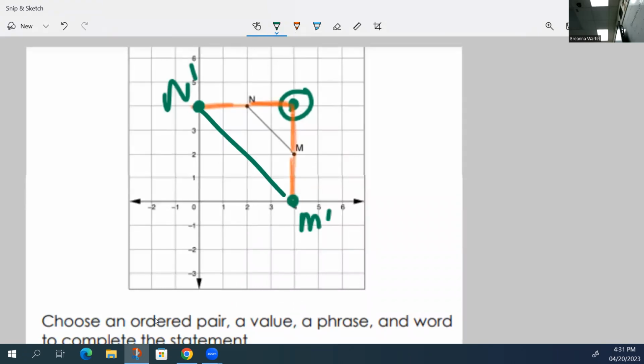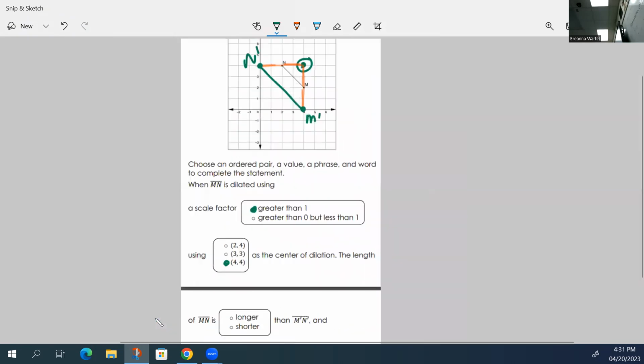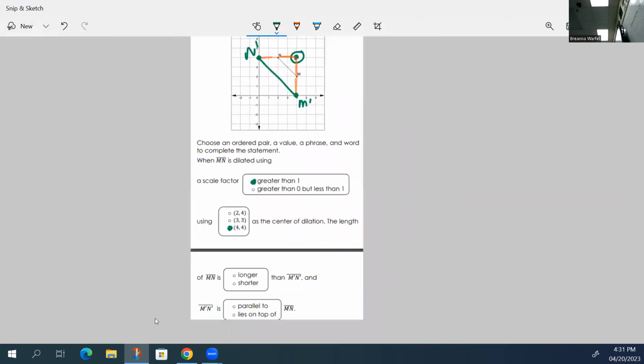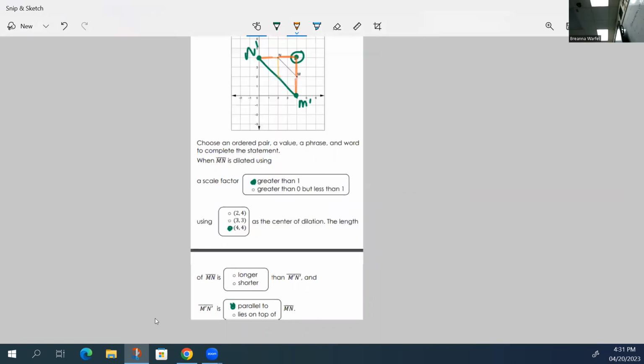Then if you connect them, as you can see, since it was not on the line, it is going to be parallel to, because they have the same slope. If you look at your slope here, down 2 over 2, and this is down 4 over 4. 2 over 2 is 1, and 4 over 4 is also equal to 1. However, because we have greater than 1, MN should stay shorter. The original one should stay shorter. So as you can see, there are different options here.